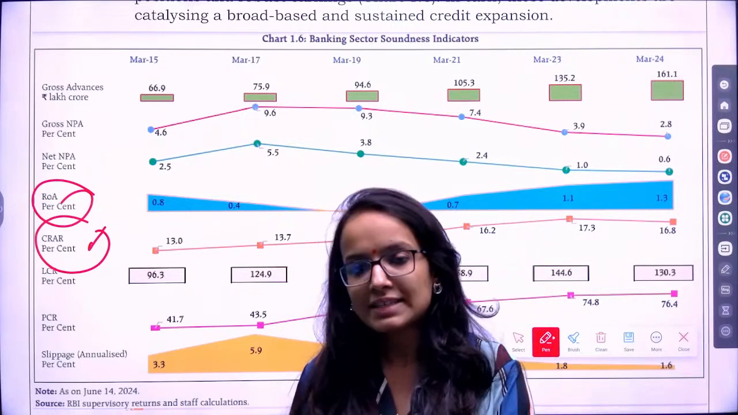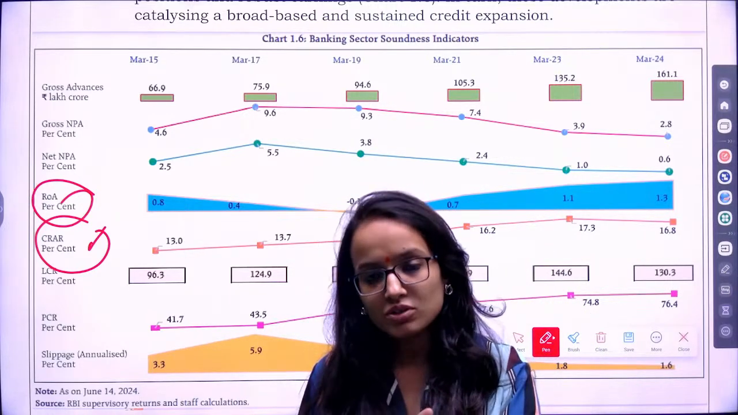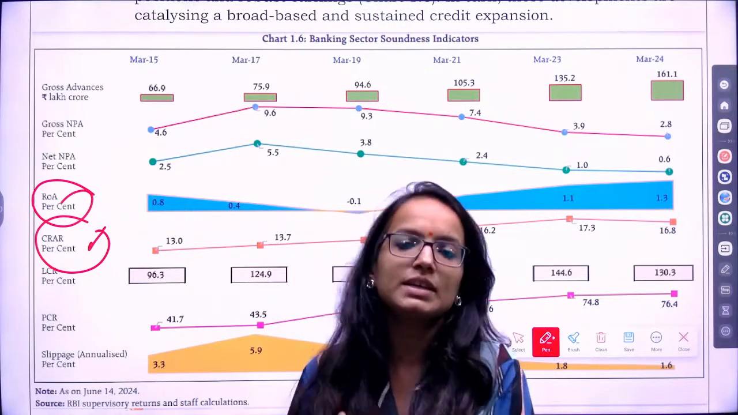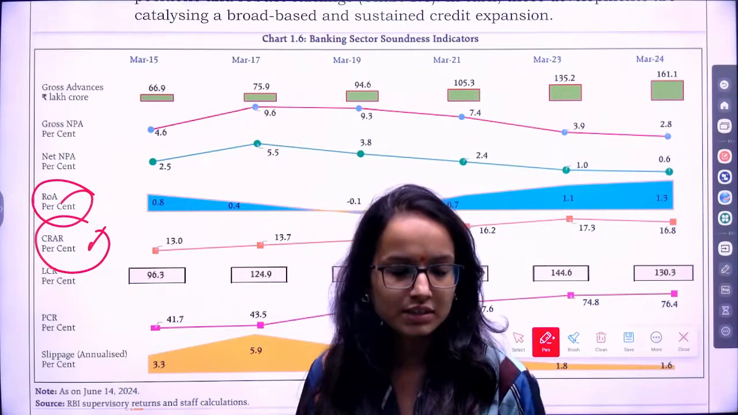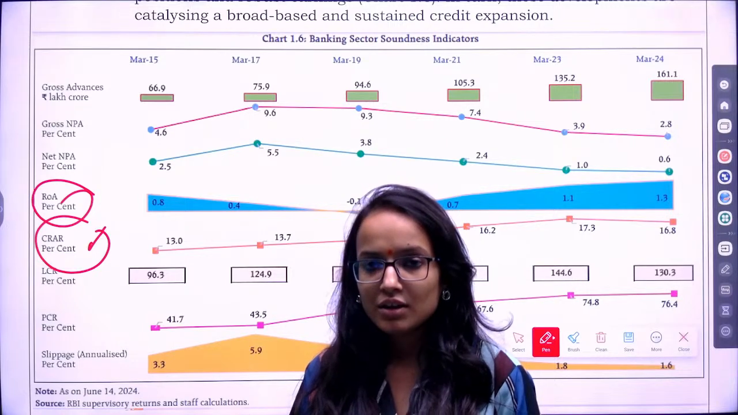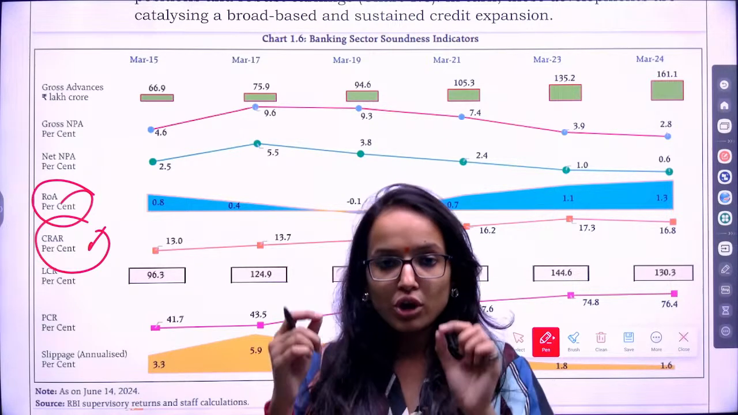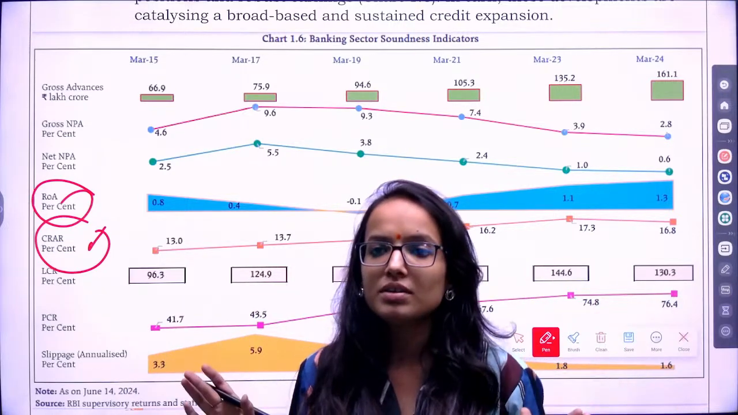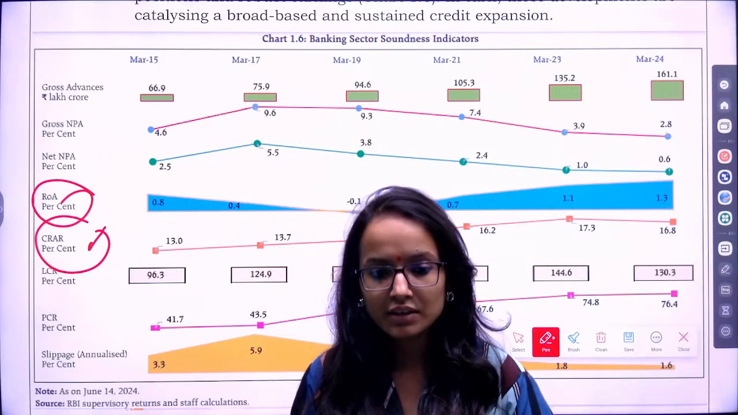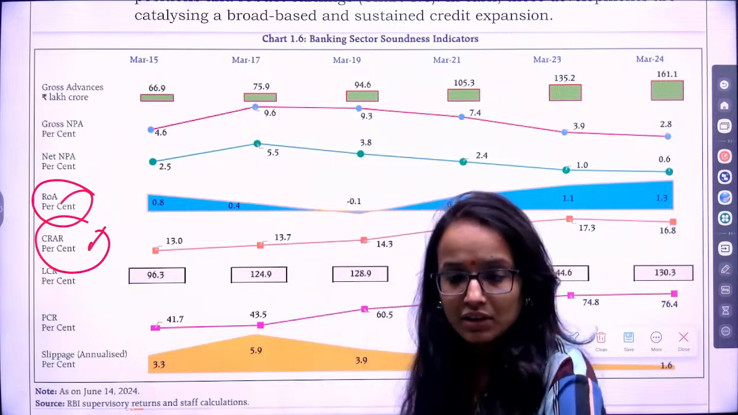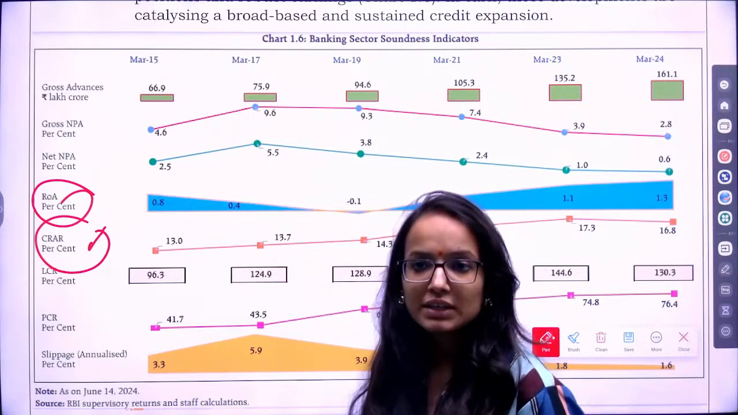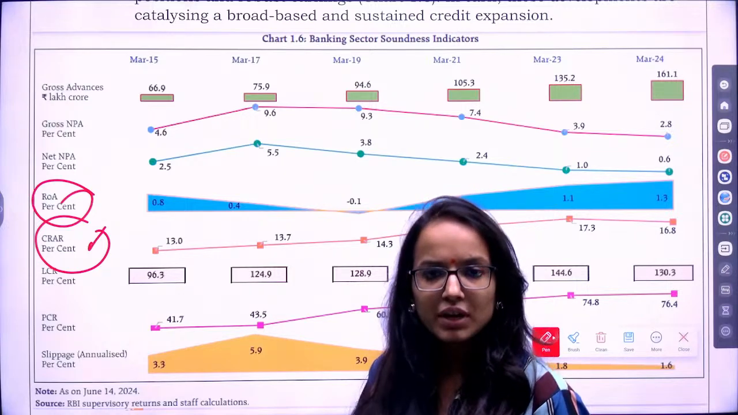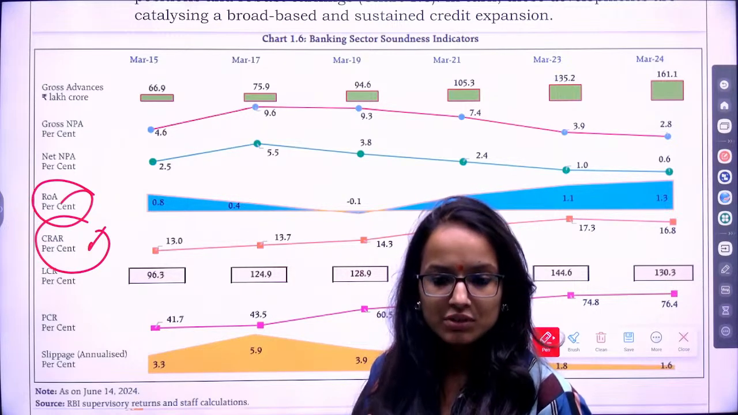So CRAR basically shows how much adequate capital you have against your risky assets, or risk weighted assets, right? How do you calculate them? Your total tier 1 plus tier 2 capital divided by your total risk weighted assets. You remember the formula, right? We have discussed this formula a number of times. CRAR, capital to risk weighted assets ratio.